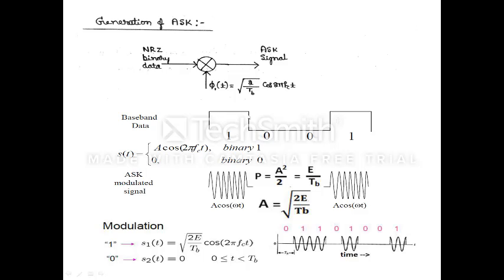Corresponding to 1, it transmits Ac cos 2 pi fct. Corresponding to 0, there is no transmission of the signal. Corresponding to 1, again the same signal is transmitted. Corresponding to 1, we transmit S1 of t, equal to square root of 2E divided by Tb cos 2 pi fct. Corresponding to 0, it transmits S2 of t, which has amplitude equal to 0. These two, S1 of t and S2 of t, have to be considered for the bit duration.